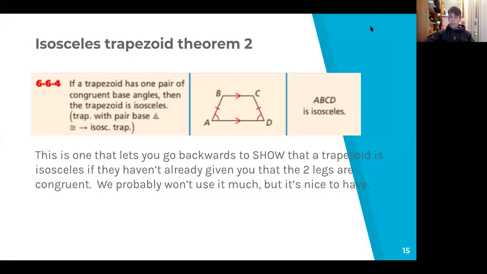Okay, here's another theorem here. So we can know that a trapezoid is isosceles if we know that we have congruent base angles. We don't even need to know that the sides are equal. If the base angles are congruent, the legs will be equal. We can do this, but I'm not actually going to go through the proof of what that would look like. Just clear this.